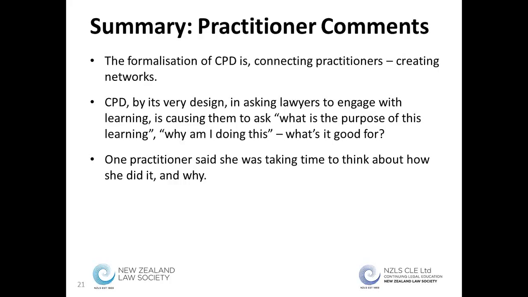By its very design, it's asking lawyers to engage with learning, causing them to ask the question, what's the purpose of this learning? Why am I doing it? What's it good for? It's not just a matter of going to a session and soaking it up. It's going to a session with intent to improve the legal practice, the thinking of that particular individual as she ponders her own specific legal practice dilemmas.